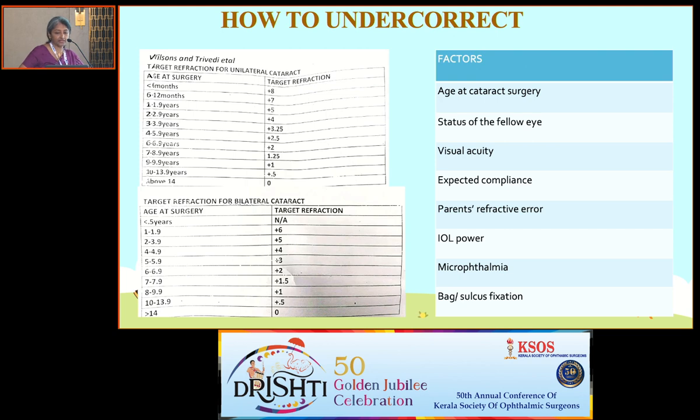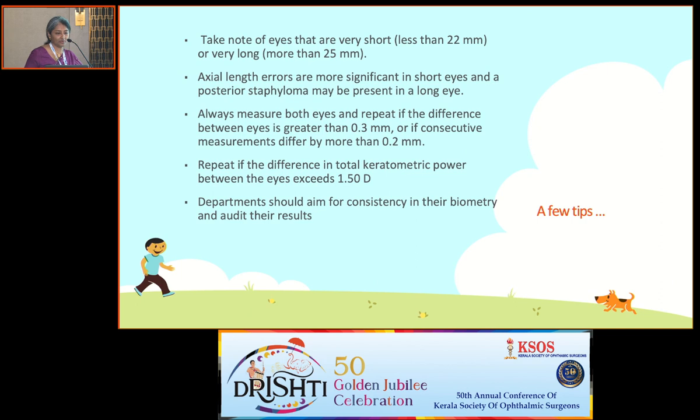So the status of the fellow eye also should be taken into consideration. If there is a large degree of anisometropia, that also you should take into consideration. It is always a fine balance between amblyopia and preventing myopic shift. If you are going to target only the myopic shift, then you may be looking at plus 7 or plus 8 in the immediate post-op, and that can cause amblyopia. So take note of eyes that are very short or very long. Axial length errors are more significant in short eyes. And in a long eye, there may be a posterior staphyloma, so you always look for that.